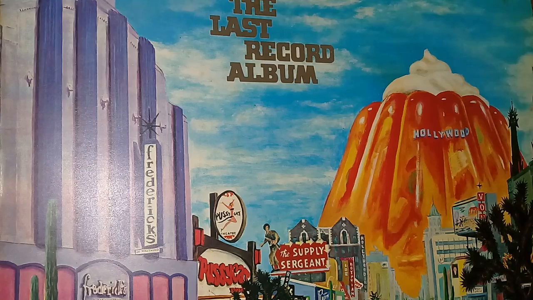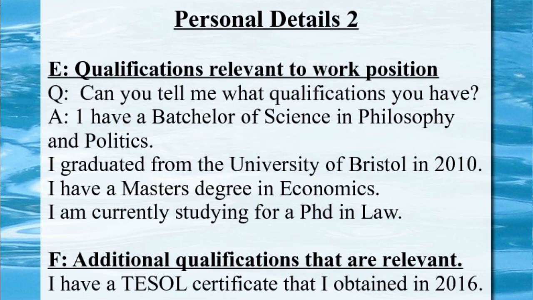Move on to E. Brief summary of your qualifications that are relevant to work. It is not necessary to comment on your school qualifications at high school unless specifically needed for the job applied for. If you are currently studying, it will be useful to describe the nature of that qualification that you are seeking. Question, can you tell me your qualifications, please?